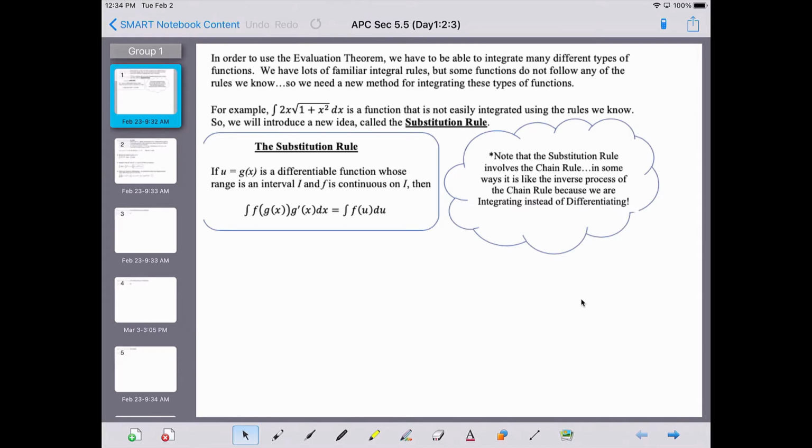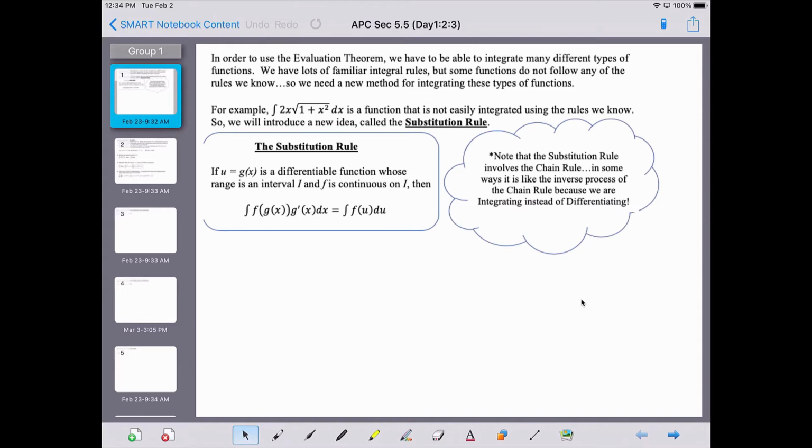the substitution rule. So we are trying to integrate the function 2x times the square root of 1 plus x squared dx. Now this is a function that's not easily integrated using the rules we know. So we're going to introduce this new idea called the substitution rule.